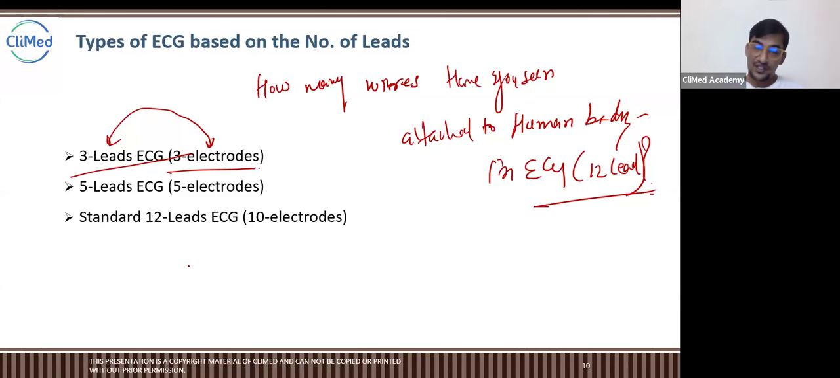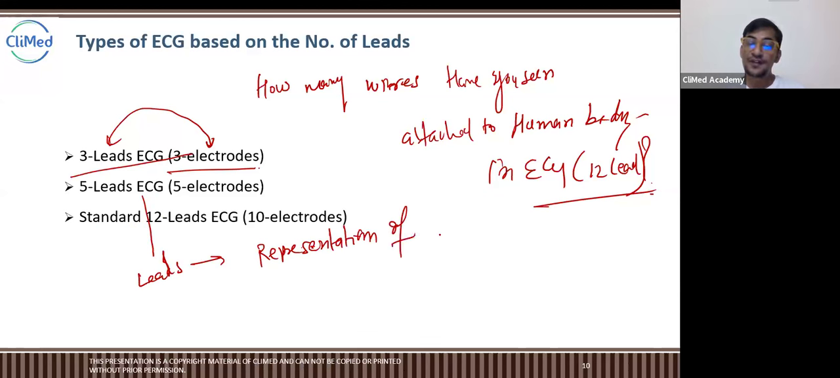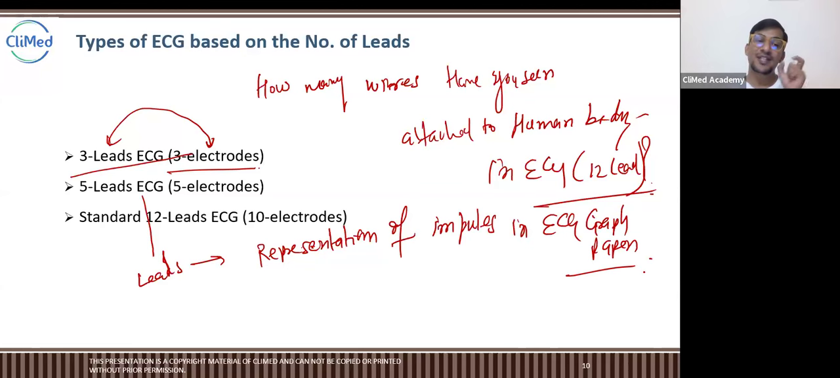So, guys, the simple difference. I'll not take much time. So, ECG leads. When we talk about leads, a lead is the representation of cardiac impulses in the ECG graph paper. Leads means just the representation of cardiac impulses in the ECG graph paper.